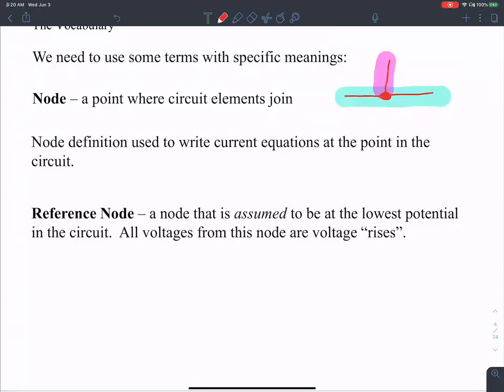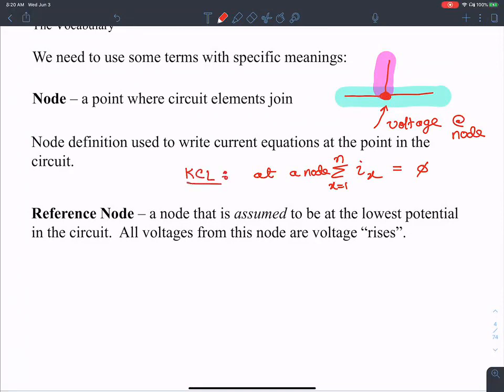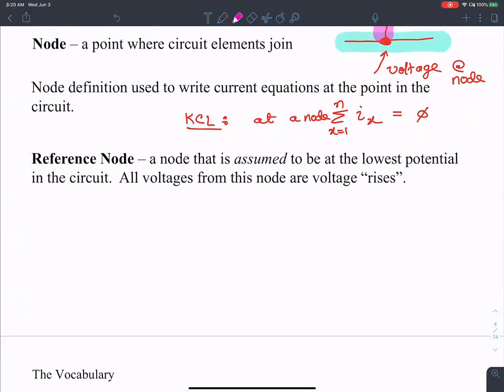The node definition is used to write current equations. As you have seen, we often associate a voltage at a node, and the sum of all currents, I_x, x from 1 to n, at a node is 0. So this is the fundamental premise of KCL. Kirchhoff's current law states that the sum of all the currents at a particular node is 0. Then we define a reference node, which is assumed to be at the lowest potential. So we begin by defining a reference node from here on out.